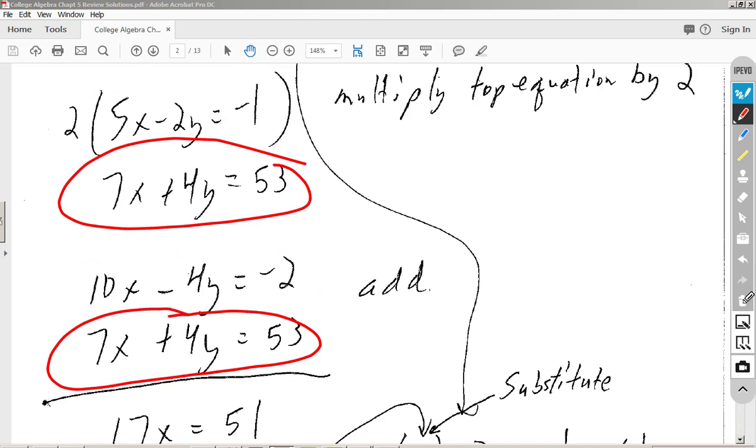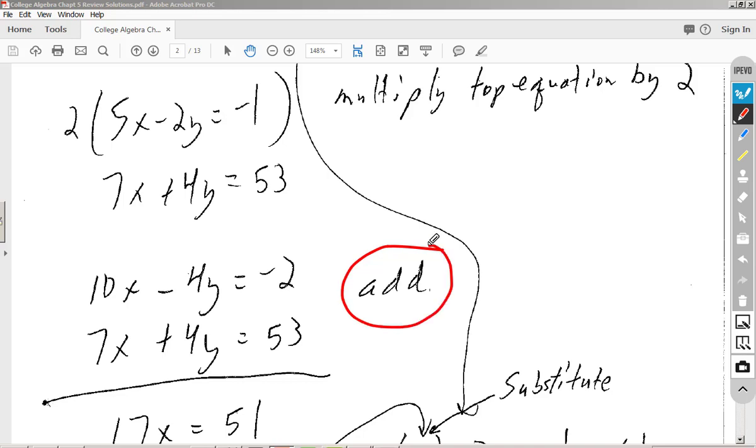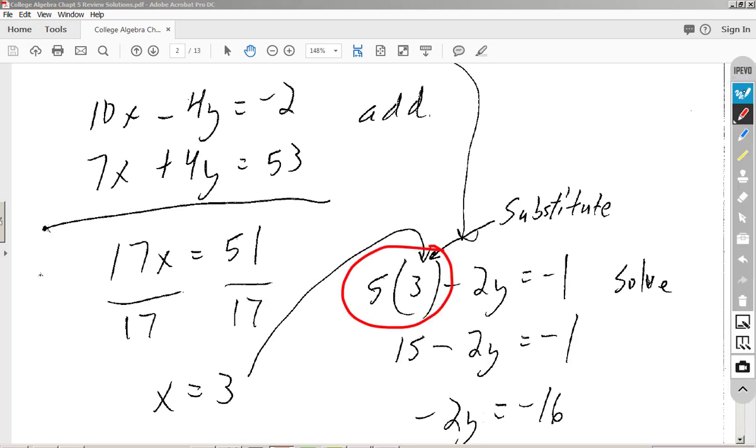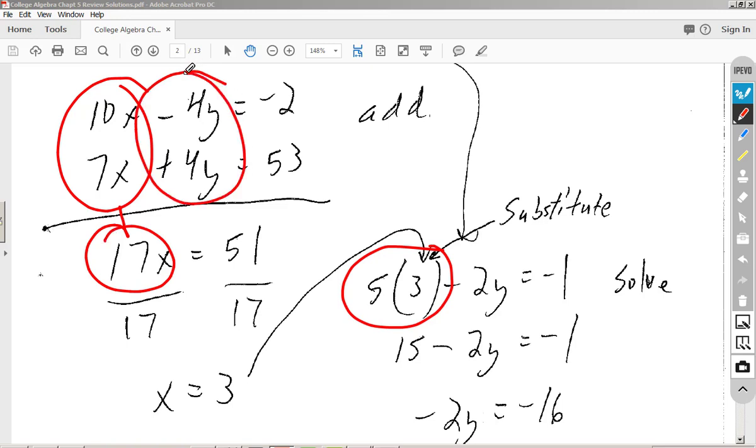I just want to go and add those two equations together. So when I add those two equations together, I've got my 10x and my 7x. Add that together, I get my 17x. Got my negative 4y plus 4y is 0. That's what makes this method work. And then I've got negative 2 plus 53 is equal to 51.